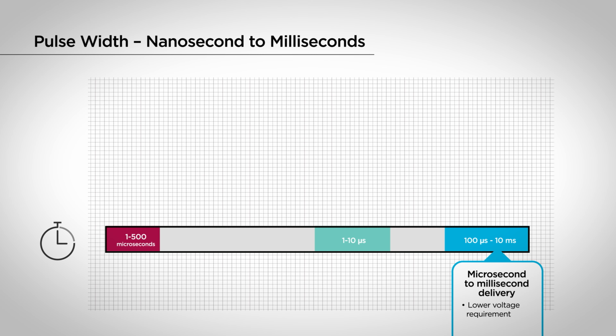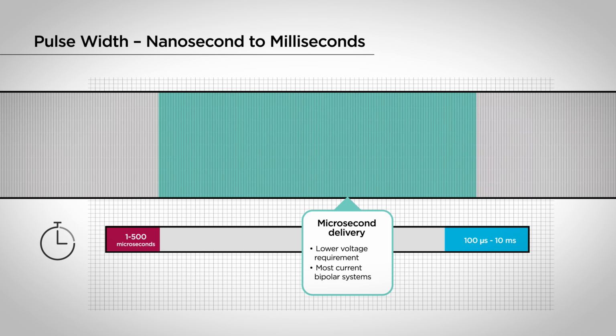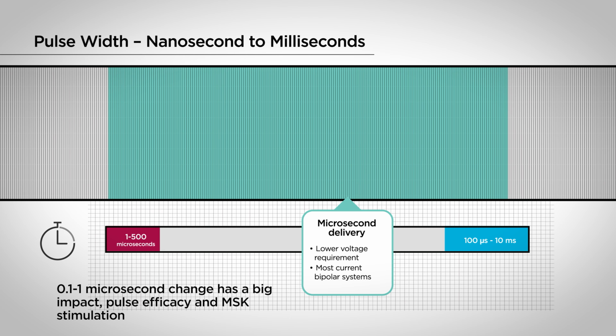Most systems today deliver microsecond PFA, and more specifically within the range of 1 to 10 microseconds. Even this is a large range, since even a 0.1 to 1 microsecond change can have major implications on pulse efficacy and mitigation of musculoskeletal stimulation.